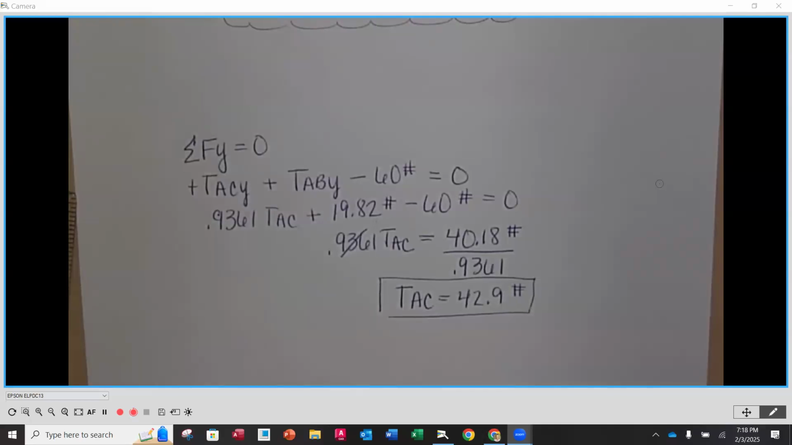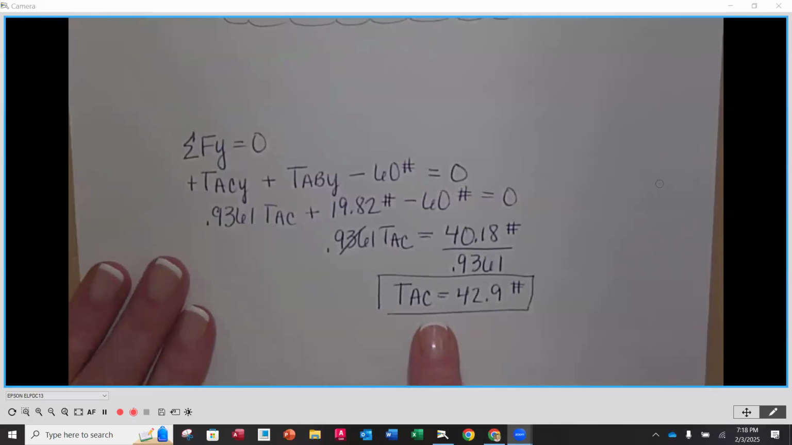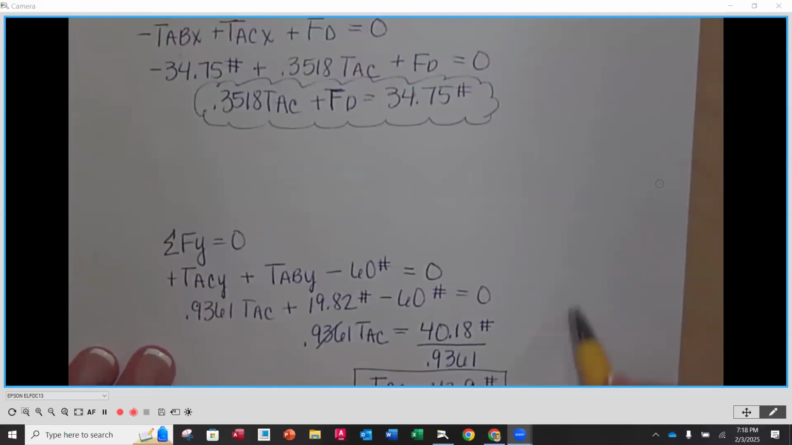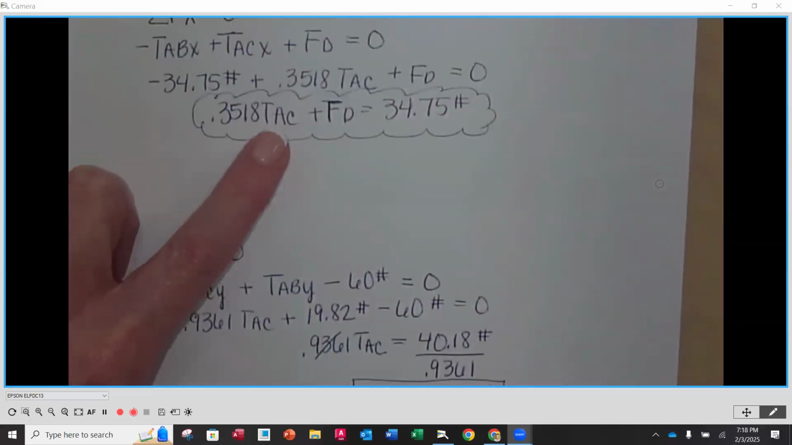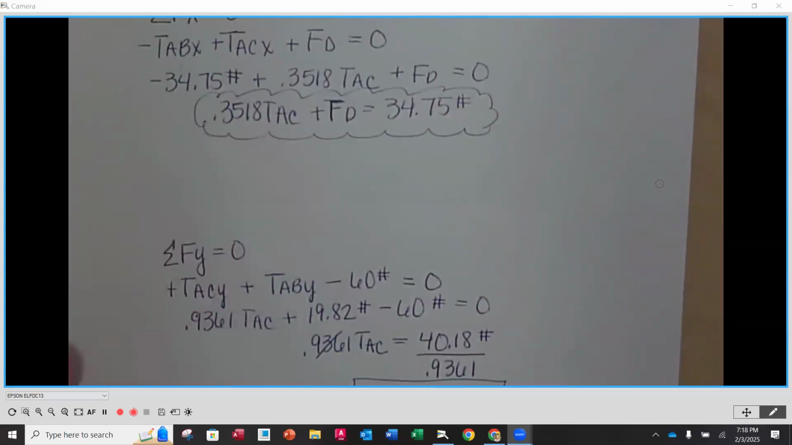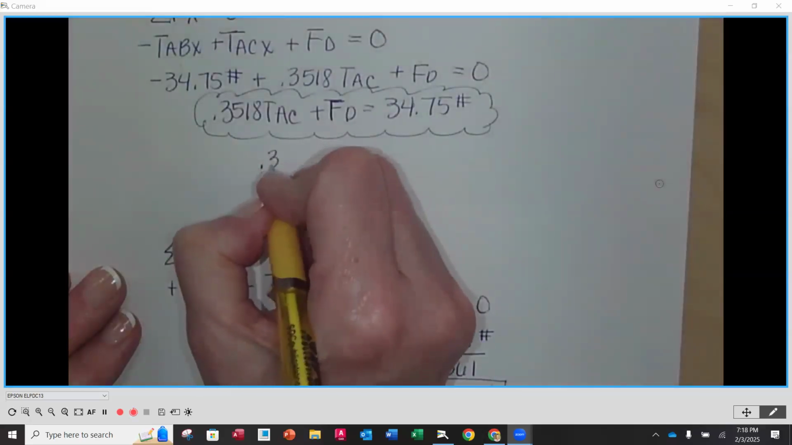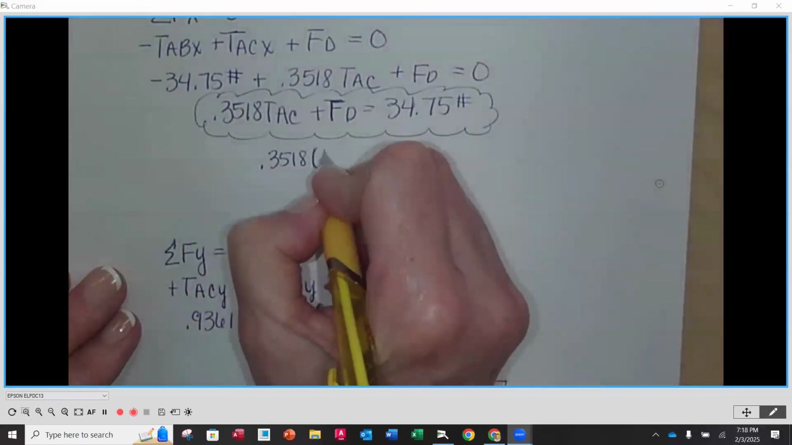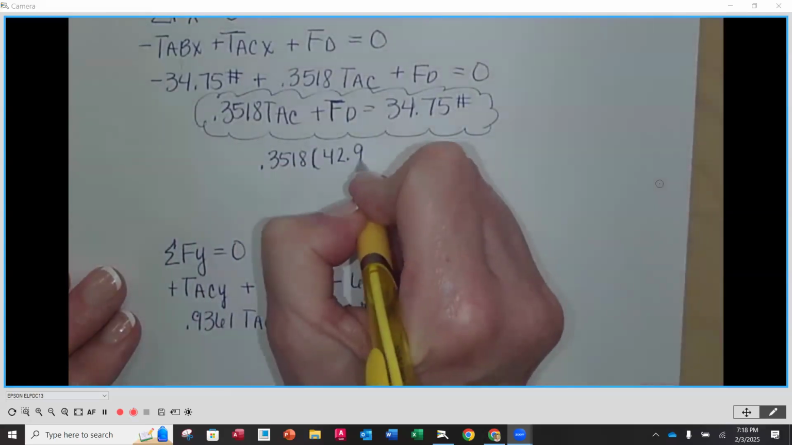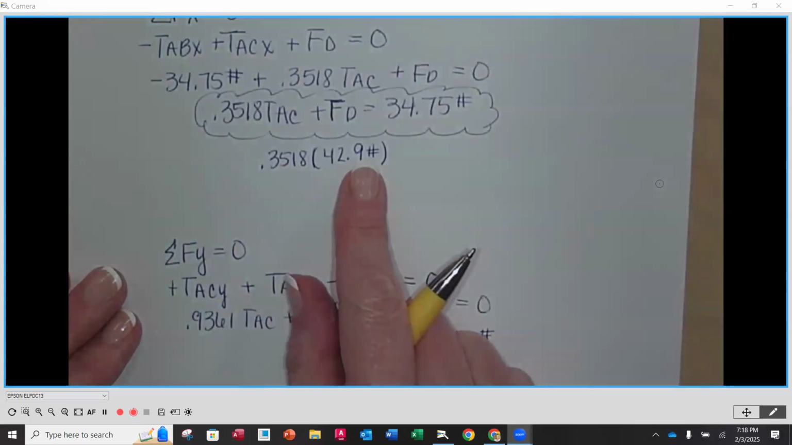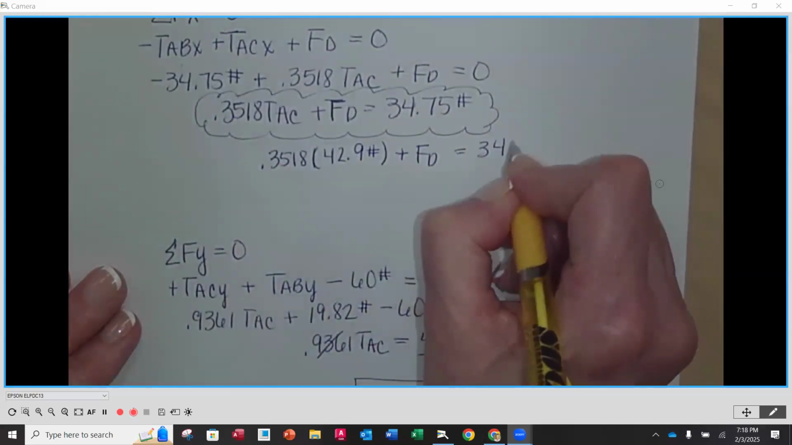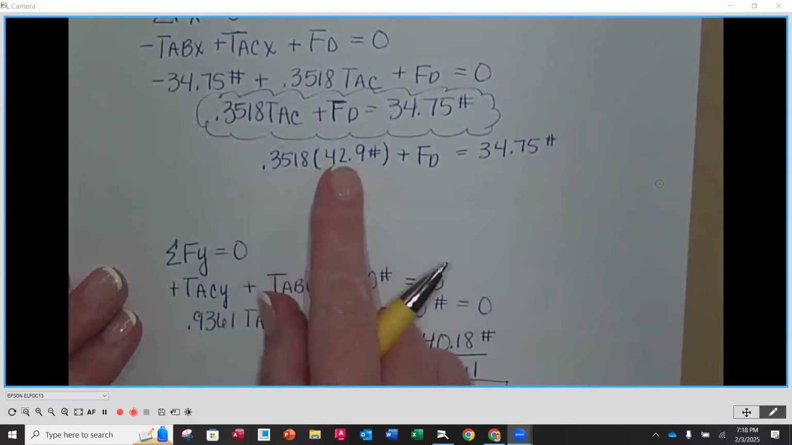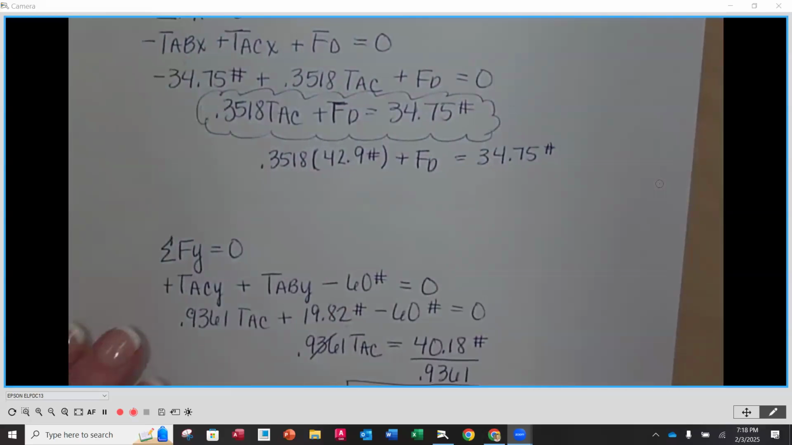But now we also have to find that drag force, right? So now that we know TAC, we can go back up here. And this is why we left a little space. We can take our 42.9 and substitute it in here for TAC. And that's what we're going to do. So we're going to say 0.3518 times 42.9 pounds. Make sure you put your units in. Plus FD, our drag force, is equal to 34.75 pounds. Can multiply these out. Our only unknown is FD, so we can solve for that.